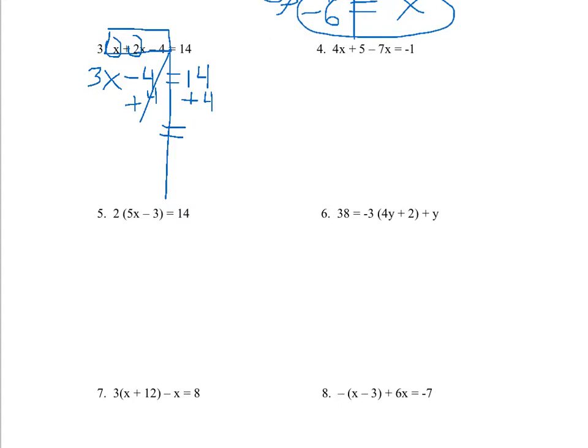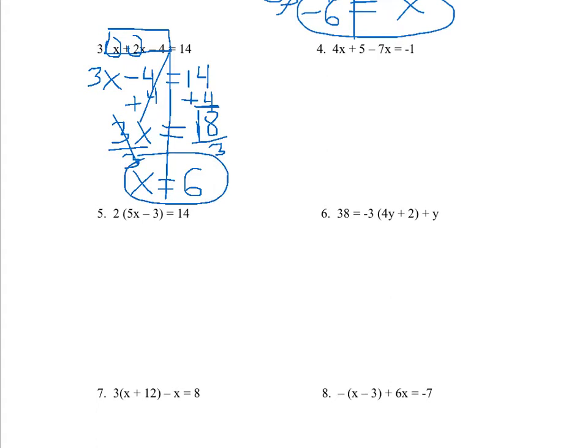The left side, I only have 3x left. The right side, I have 14 plus 4, which is 18. And then since it's 3 times x, I do the opposite. I divide both sides by 3. 3 over 3 cancels, so I have x. Divide this by 3, so 18 divided by 3 is 6.